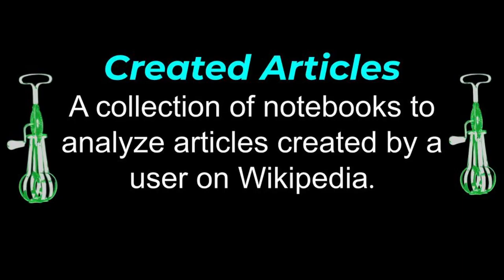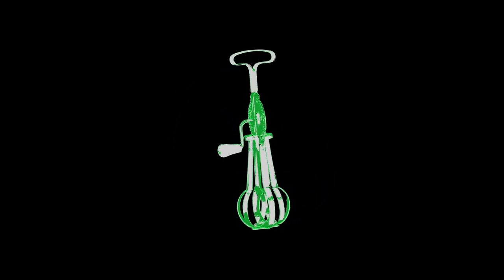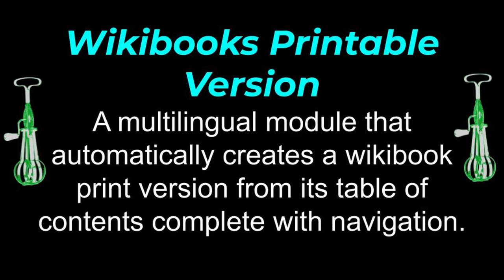Articles, a collection of notebooks to analyze articles created by a user on Wikipedia. Wikibooks printable version, a multilingual module that automatically creates a Wikibook print version from its table of contents, complete with navigation.